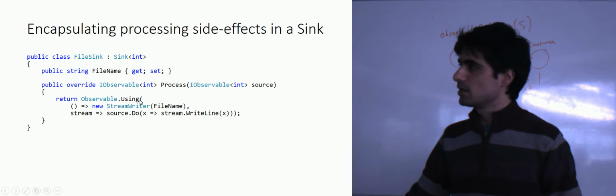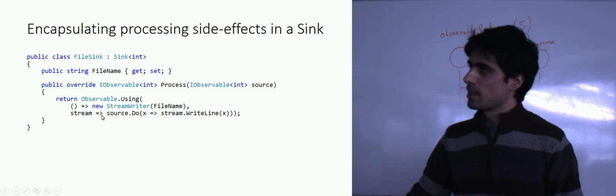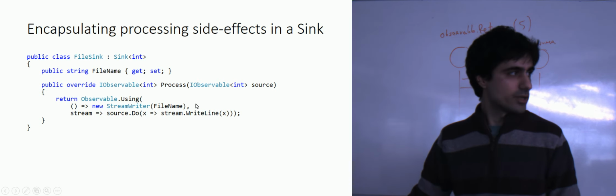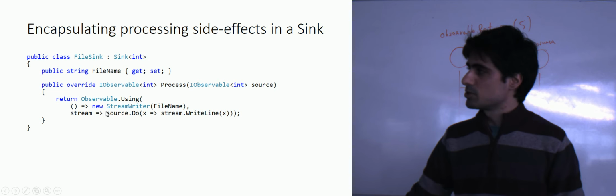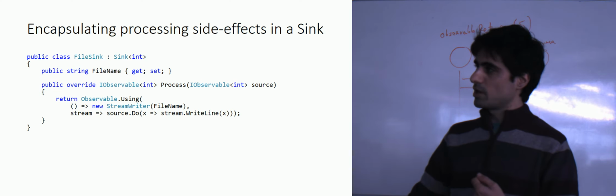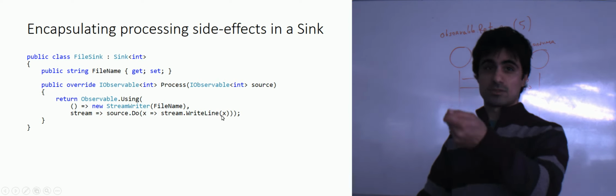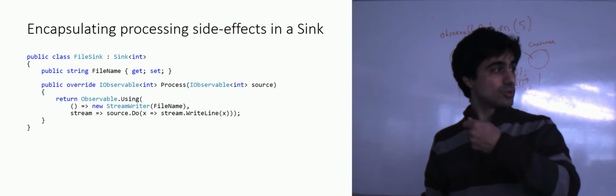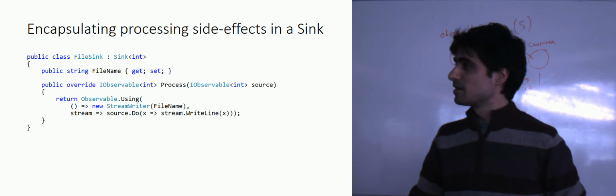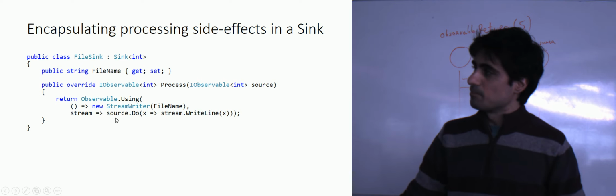So this will basically run things in this order. When a subscriber subscribes to using, it will call this function, create a stream writer, then return the result of the do. Then the sequence will produce notifications. Whenever they're produced, they will be written to disk, but they will still be sent out because it's a do. They will still go out to the next guy in the sequence. And then when the production stops, the stream is also closed.